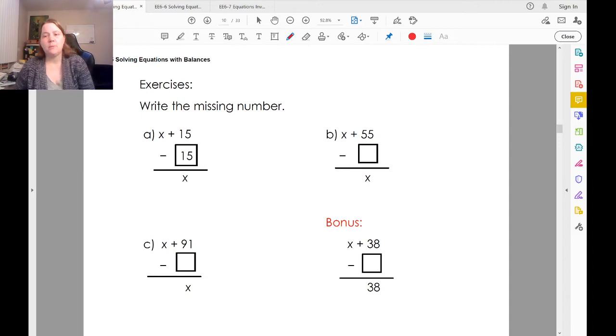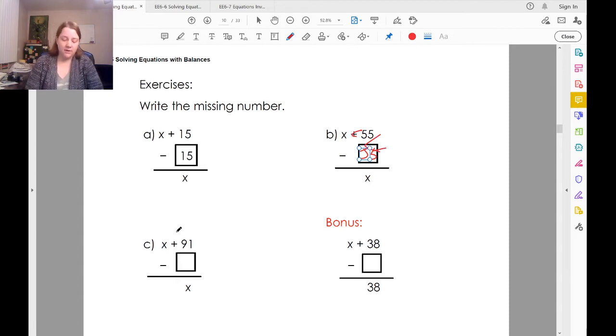Now they want you to help them show the work. What happens in letter A, X plus 15 minus 15 equals just X. So what do we do in letter B? What do we subtract away from letter B to get just X left over? Correct. We're going to take away the 55 because these will cancel out and they'll just be X.